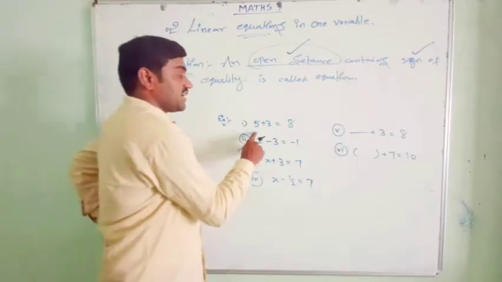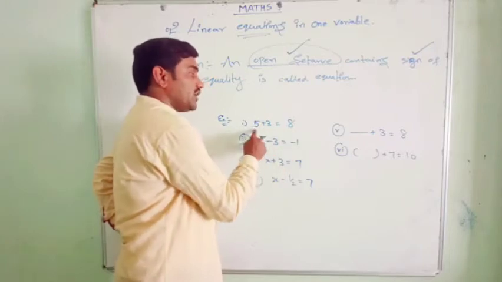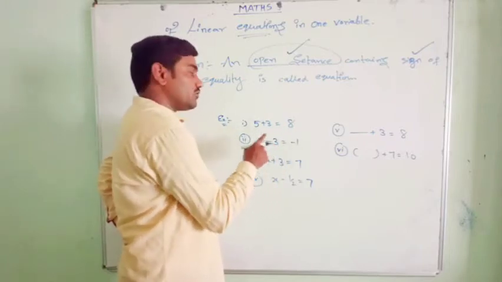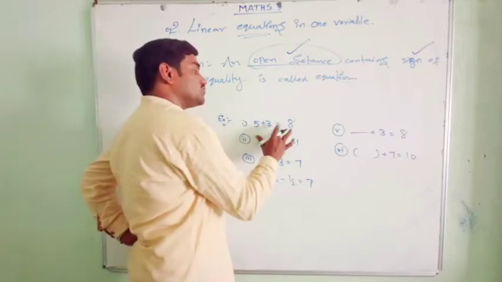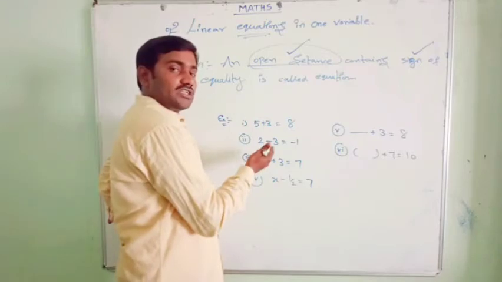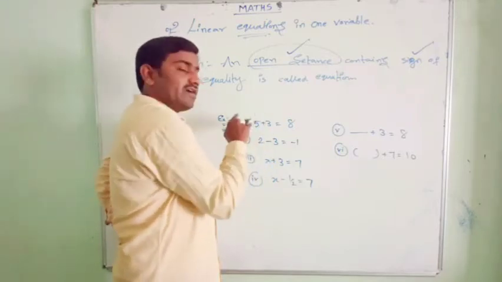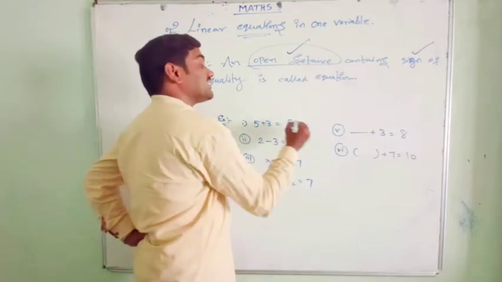Is there an open sentence here? 5 plus 3 equal to 8. Can you substitute any values here? No, already all these values are given. These all are constant values. We cannot substitute any values. Instead of 5, can you substitute any value here? No. Instead of 3, can you write 6? No. So this is called a mathematical statement.